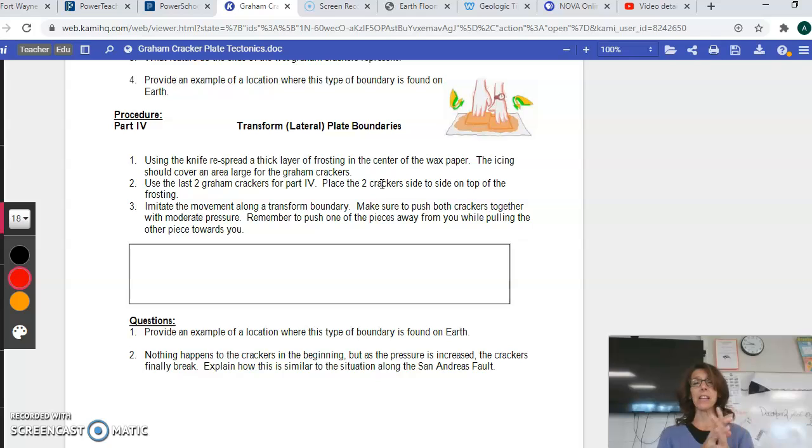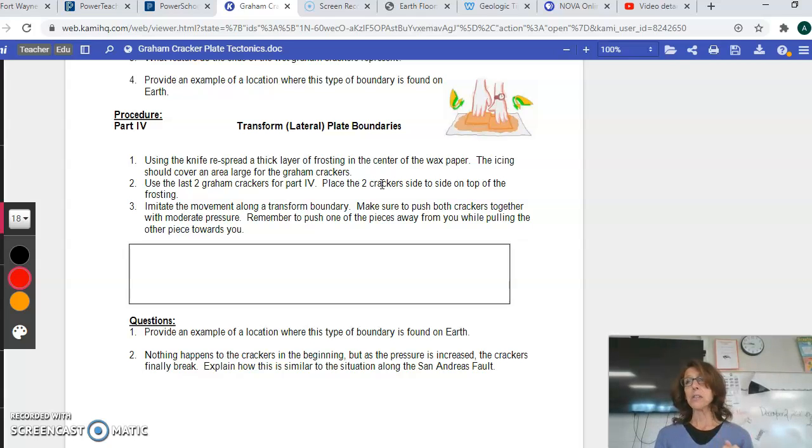There is a video, so if you are not doing this and following along, there is a video modeling each one of these. So you may have to stop the video and fill in your worksheet after every time that you can see it on the video. So once a part of it is modeled, stop the video, answer the questions, and then go on and watch the next one. So that is Graham Cracker Lab.